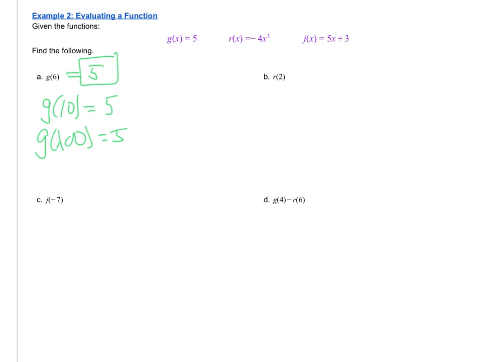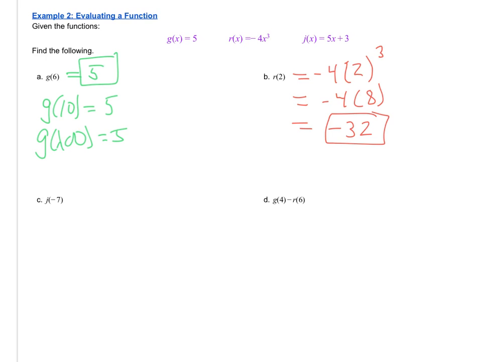In letter B, we want to find r of 2. So we will plug that into our r of x function. So we can take negative 4 times 2 and raise that to the third power. 2 to the third power is 8, so we have negative 4 times 8, and negative 4 times 8 is negative 32.